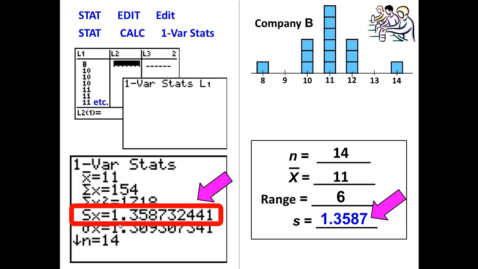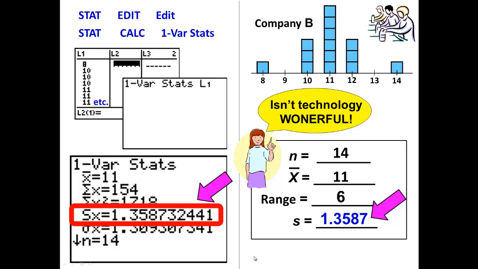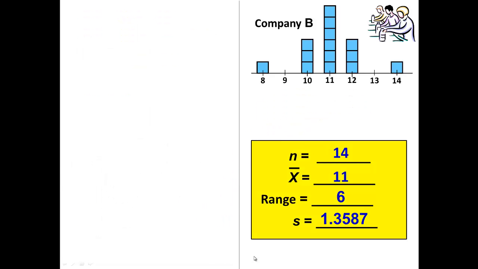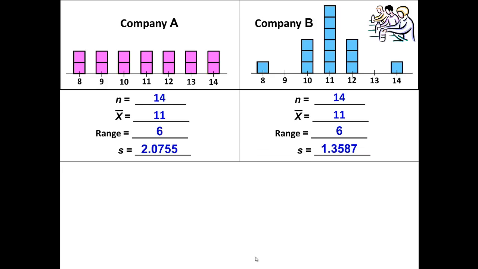Choose the method. You can choose any method, but choose the method that your teacher allows, and use the technology if your teacher allows it, because doing it by hand does open you up for some arithmetic errors. And again, isn't technology wonderful? And to sum up, n equals 14, x bar equals 11, the range is 6, and the standard deviation is 1.3587. Now we can go back and compare Company A and Company B.